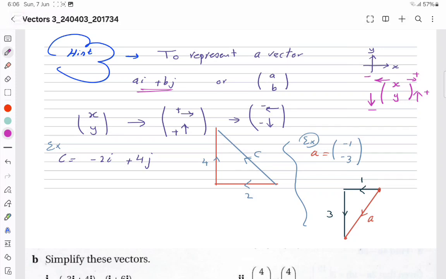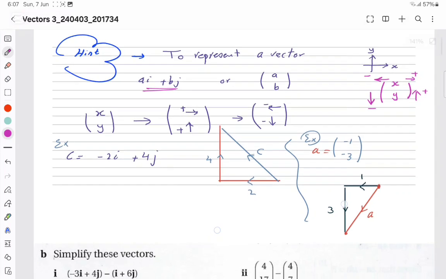So x in the vector moves right or left. If it goes right, it's positive. If it goes left, it's negative. And the y, if it goes up, it will be positive. If it goes down, it will be negative, and so on.